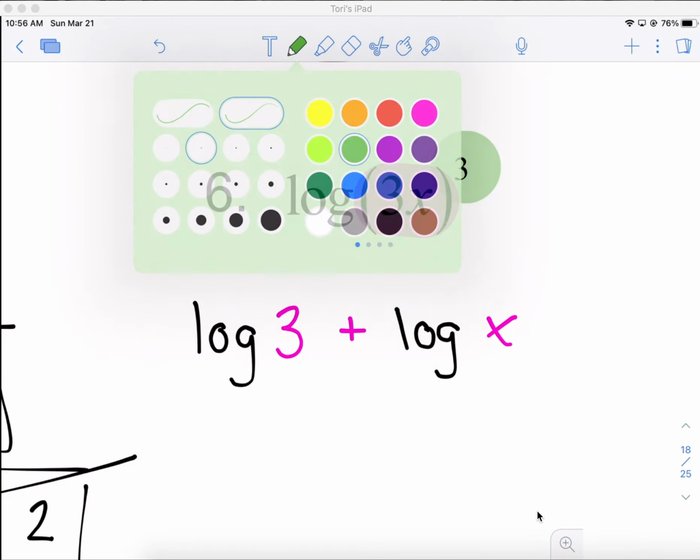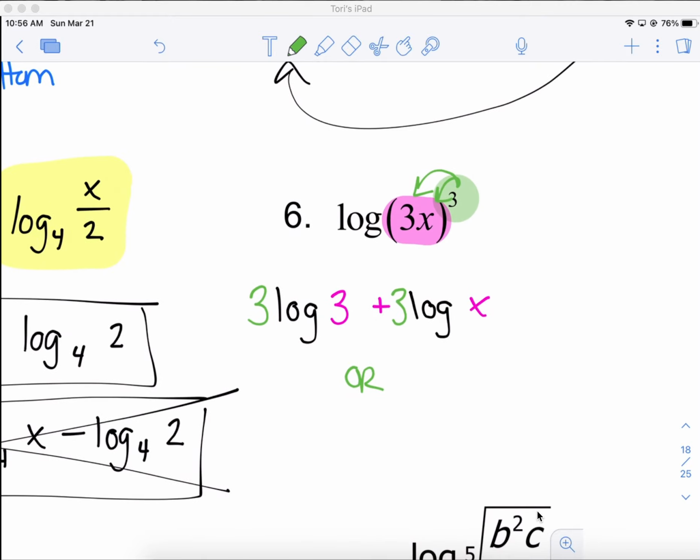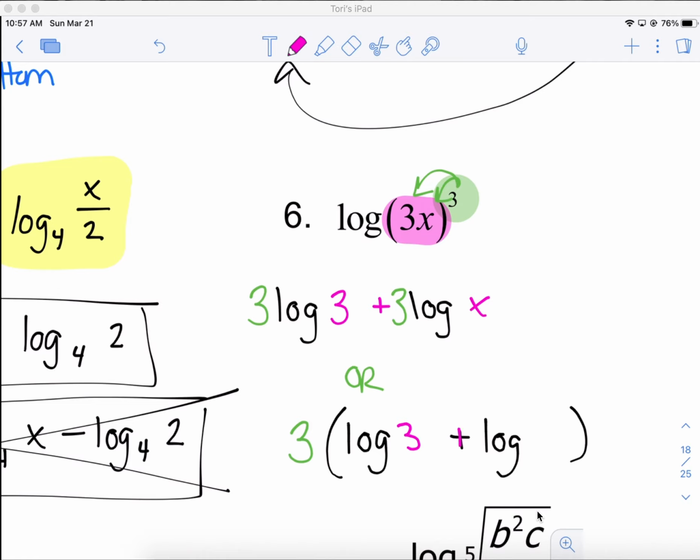You could say that 3 goes with both of them, so 3 log 3 and 3 log of x, or you could say it belonged to the whole thing, so 3 and then a big parenthesis, and you could go back to this: log 3 plus log of x. Okay, both of these mean the exact same thing. One is not more correct than the other. It's just a matter of how you see it. In a solving problem, this would probably be the easier option to work with. Okay, all right, again, either one of those answers would work for us.